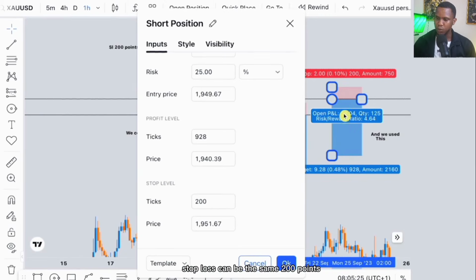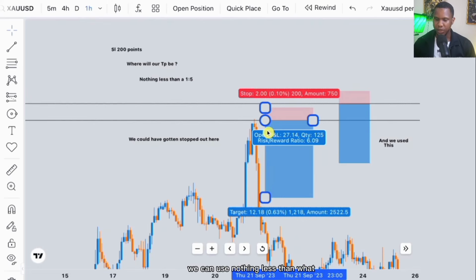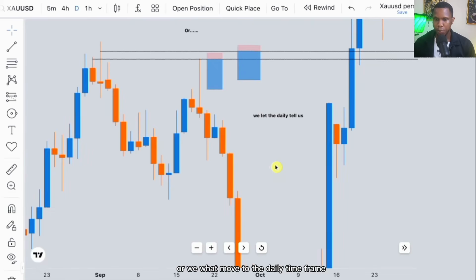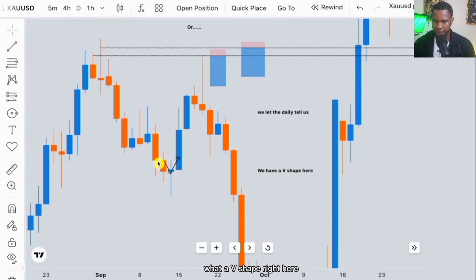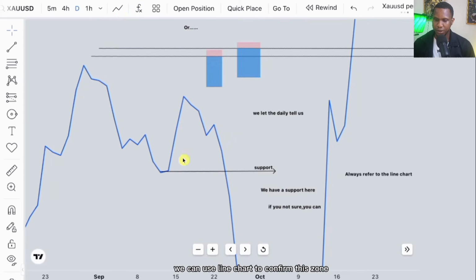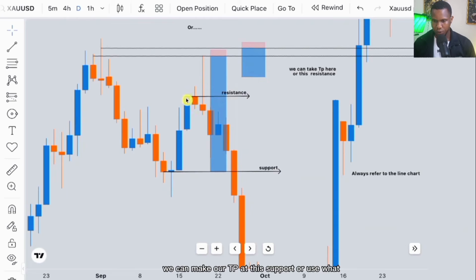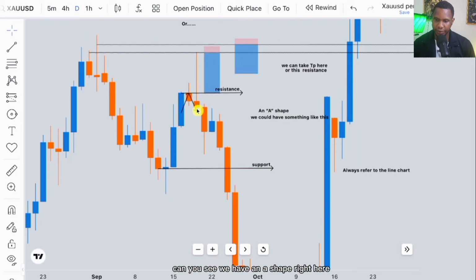Stop loss can be the same 200 points, and where will our take profit be? We can use nothing less than a 1:5 risk to reward ratio, or we move to the daily time frame. We let the daily tell us what we can use. What can we see? A support right here, a V shape right here. We can use line charts to confirm this zone. We can make our TP at this support, or use this resistance level right here. Can you see we have an A shape right here? Could have done something like this, TP right here.